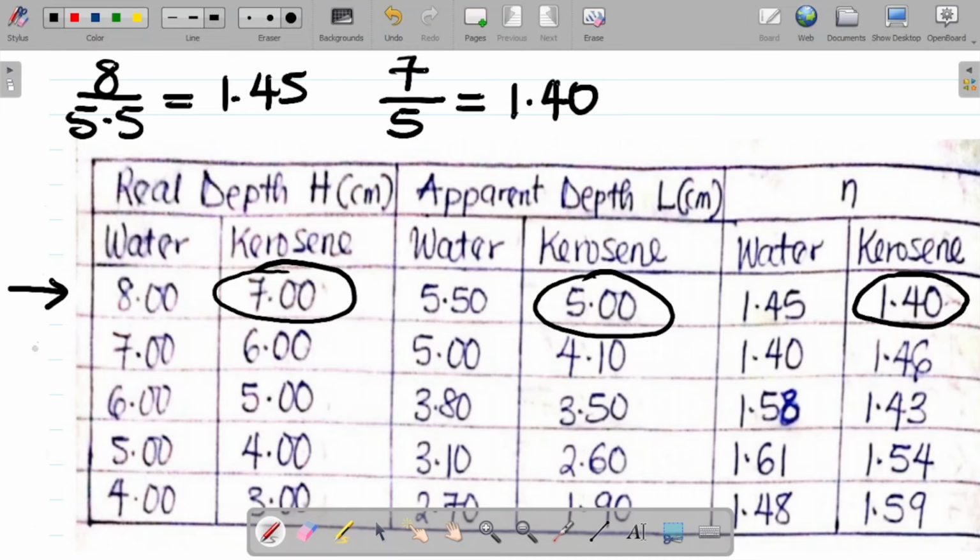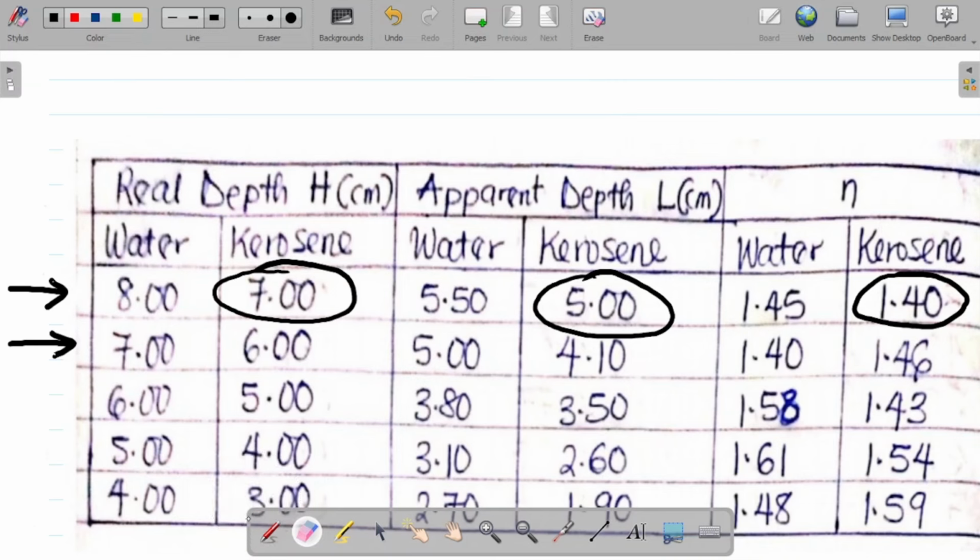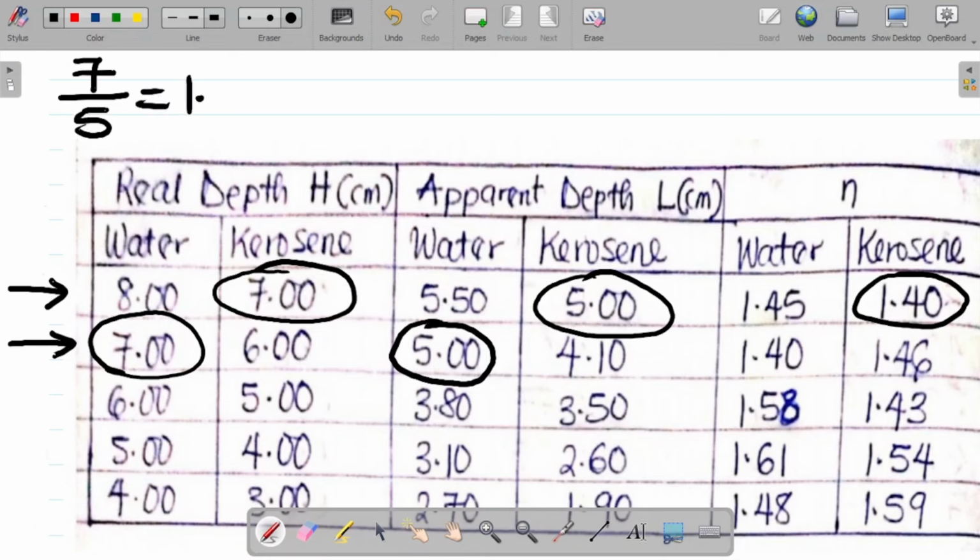If I come to the second row and take water, the real depth of water here is 7.00, so it becomes 7 divided by the apparent depth of water for the second row, which is 5.00. Divided by 5.00, I'll have about 1.4, but in two decimal places I have 1.40. That's this value here.